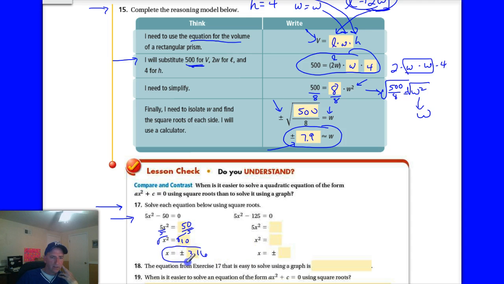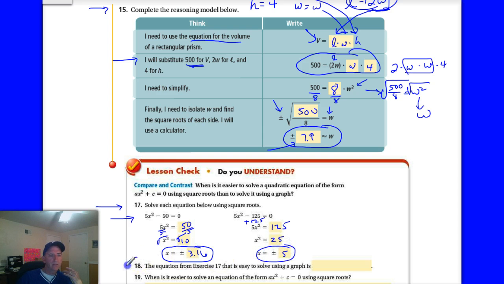So that's one example. One more example. If you're going to solve this one, you would add 125 to both sides. You got 5x squared equals 125. X squared divided by 5 is equal to 25. That's plus or minus 5. And that would be the solution for that one.